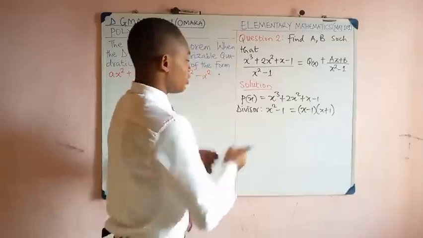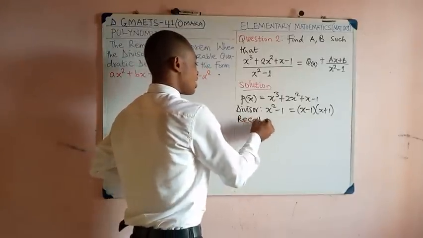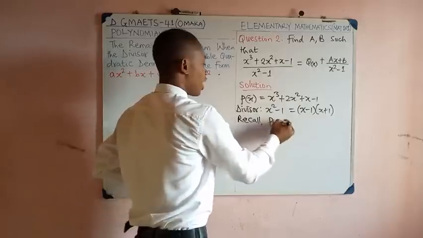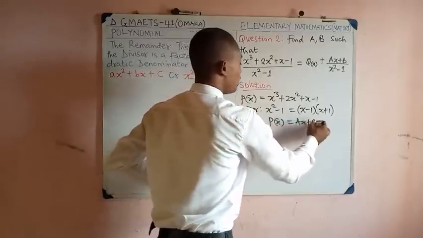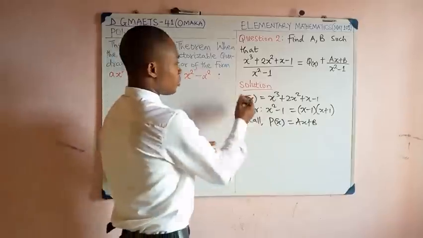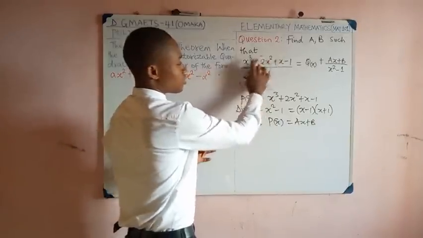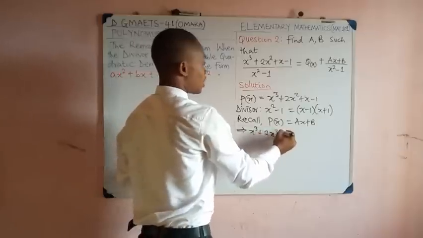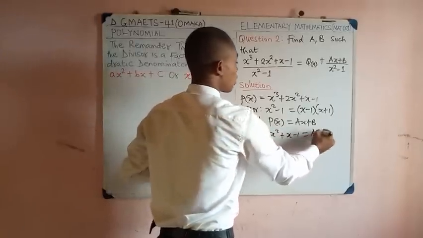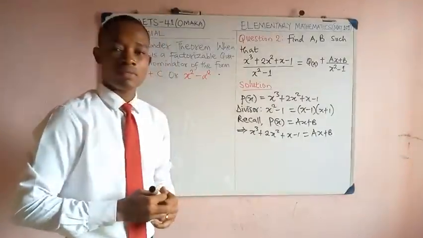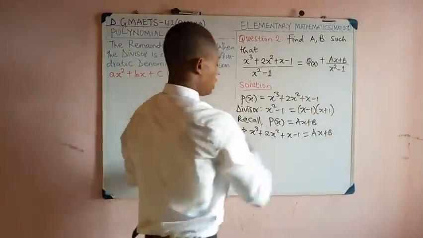Is that okay? Now, recall that in a case of a quadratic divisor like this, we have the polynomial p of x to be equal to ax plus b, the remainder. And now we know the polynomial is given as this already. That implies that x cubed plus 2x squared plus x minus 1 is equal to ax plus b at the value of this x. So we now want to get the value of x from each of these.